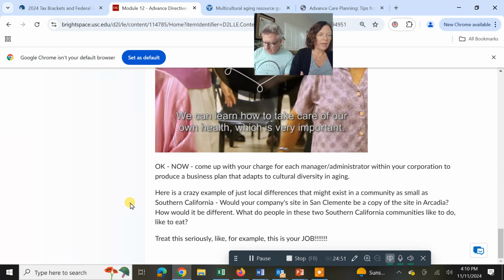Don't assume that all LGBTQ plus people are alike. Don't assume that all Asians are alike. Don't assume that all Black Americans are alike. Approach each person as an individual and find out what their needs are, and then try to meet them.